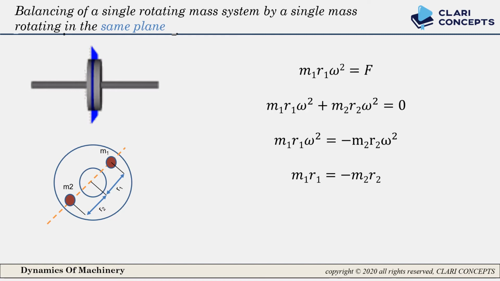This equation shows that your balance mass should satisfy m2 r2 equal to m1 r1. If your mass is smaller than m1, then your radius should be greater. It means if m2 is small, then r2 should be greater, and if r2 is small, then m2 should be greater.